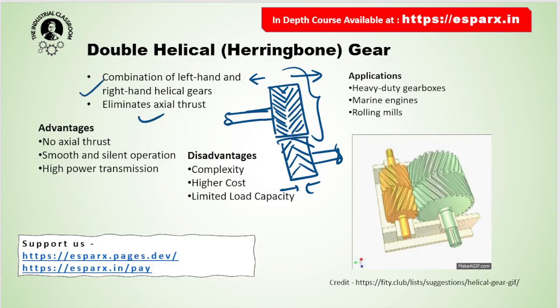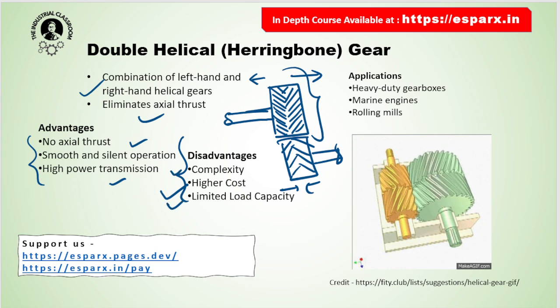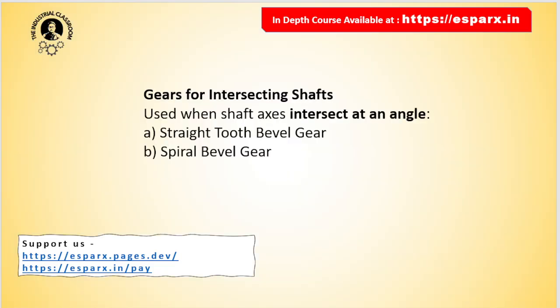Advantages are no axial thrust, smooth and silent operation, higher power transmission. But it has a disadvantage, higher cost. As we increase the complexity, there is a higher cost and there is limited load carrying capacity. But these are used in heavy duty gearboxes, marine engines, and rolling mills. Now let us move on to the next topic, that is gears for intersecting shafts.